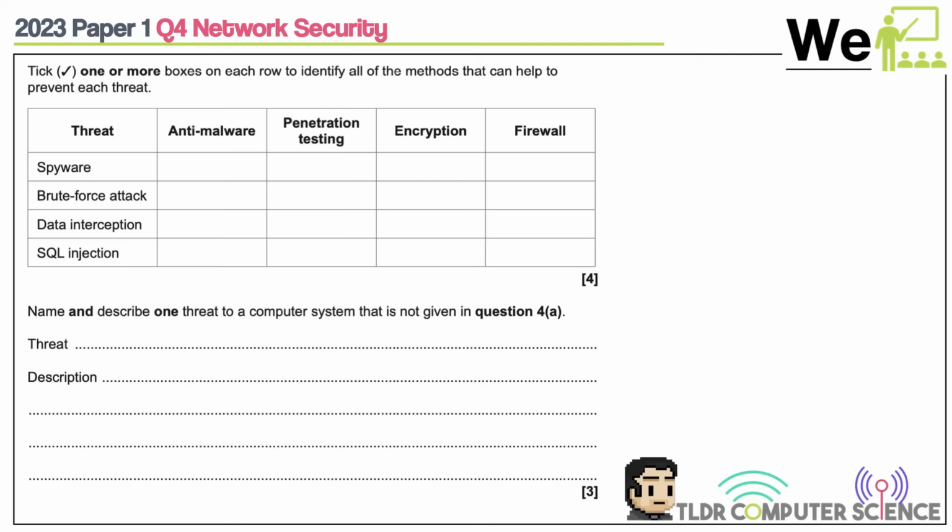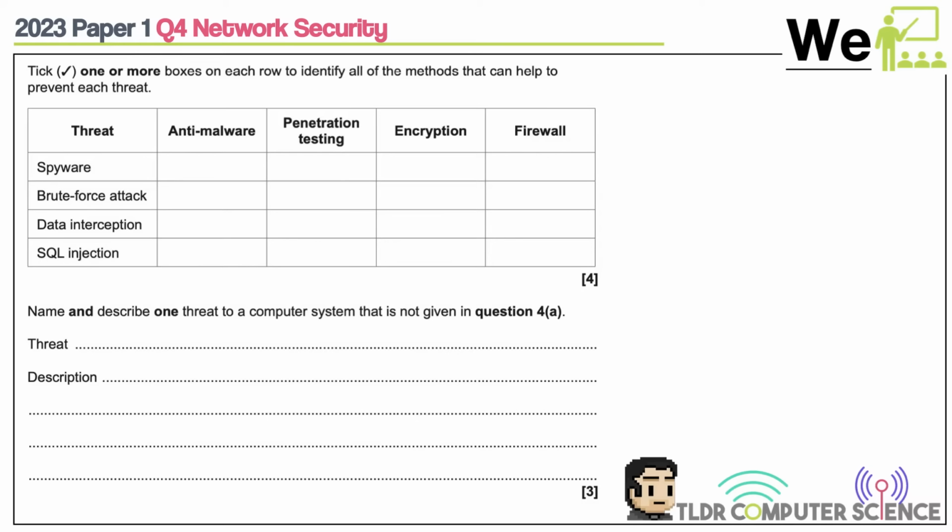Great, we're now on to a network security question. We have to tick one or more boxes. Please pay attention to this bit here. Sometimes it says one, sometimes it says one or more, and it's really important we pay attention to which one it is so we can answer it correctly. Essentially, we're given threats on one side and methods of prevention on this side. Let's do a question at a time.